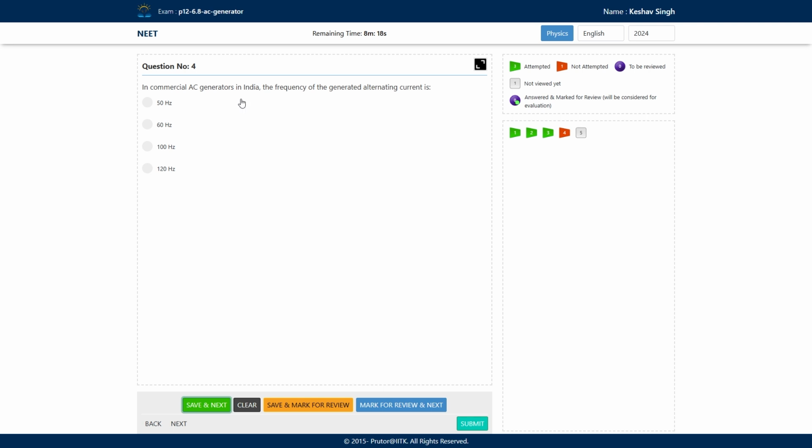In commercial AC generators in India, what is the frequency of the generated alternating current? The alternating current that we are using in homes and that is being supplied to homes is of 50 hertz. In the USA it is 60 hertz, but in India it is 50 hertz.